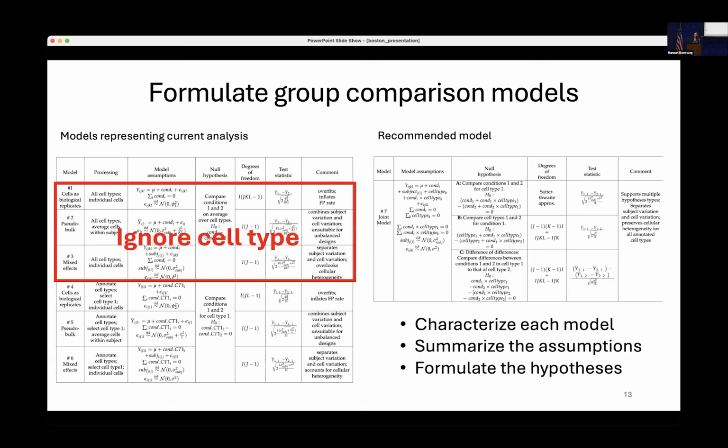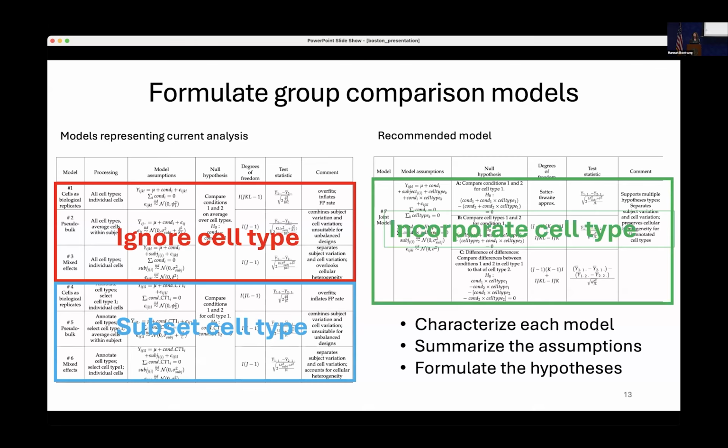These first 3 ignore the cell type. These next 3 subset cell type to account for the fact that if I average all cell types together, I'm going to be losing information, so it selects for one cell type. But then you're losing power because you're getting rid of, obviously, a lot of your data. And then our recommended model incorporates the cell type, but it does have to meet the additional assumption that your cell types will have equal variance.